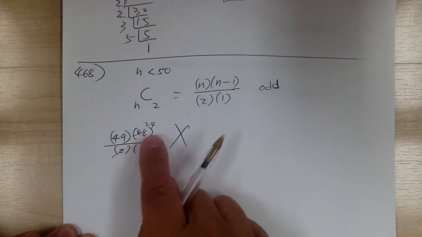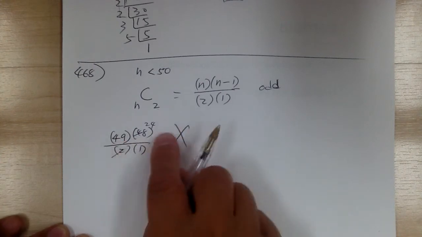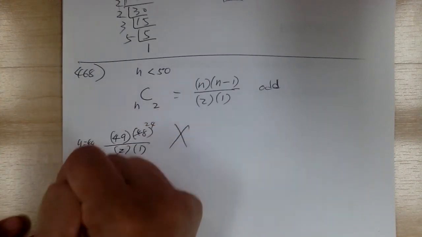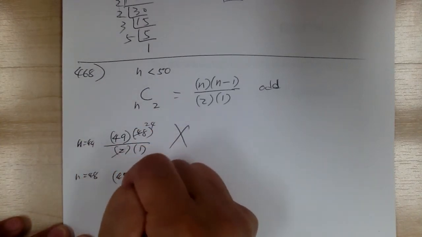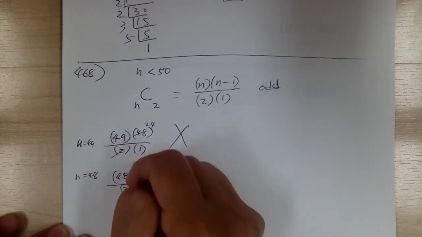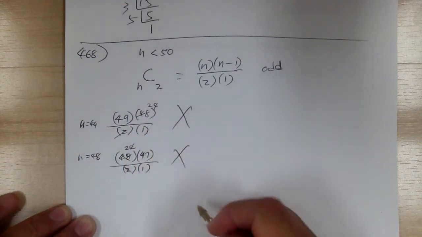So what we can learn from this is that the number can be even but cannot be a multiple of 4, because when you have a multiple of 4 and you cancel with 2, it's still going to be even. So we go down to the next number, n equal to 48. Right away it's no good, because you got a 48 over here. Again, when you cancel, you get 24, still even. So this one is no good.